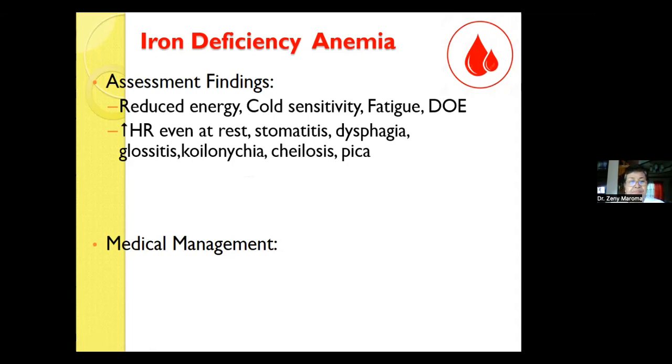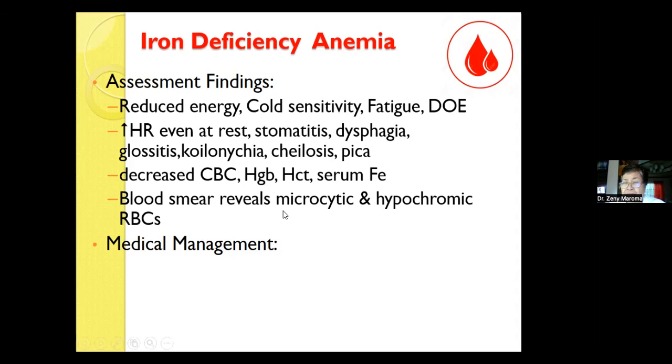All right. And of course, the CBC will reveal decreased hemoglobin, hematocrit, and serum iron. All right. And blood smear reveals microcytic hypochromic RBC. Anong normal? Anong adjective? Normocytic, normochromic. Yun ang normal. Ito, maliliit at putla. Okay, na makikita nga natin doon sa mean corpuscular hemoglobin and mean corpuscular volume na parte ng CBC.